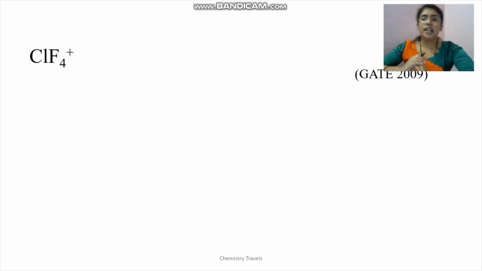Okay. Let's consider the example of a cation, a positively charged molecule. We have ClF4 plus here. This is from the GATE 2009 paper. So the steps are the same. First we have to write the valence electrons. So we have to represent the valence electrons of the central atom. In this case, my central atom is chlorine.